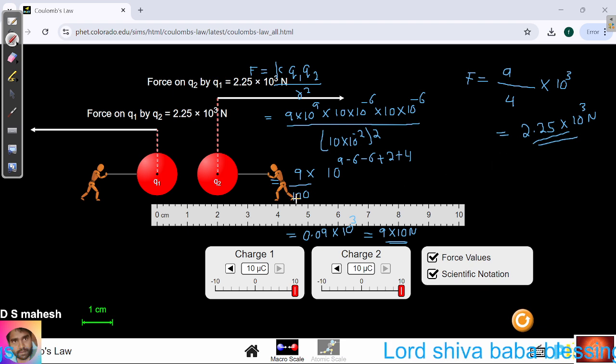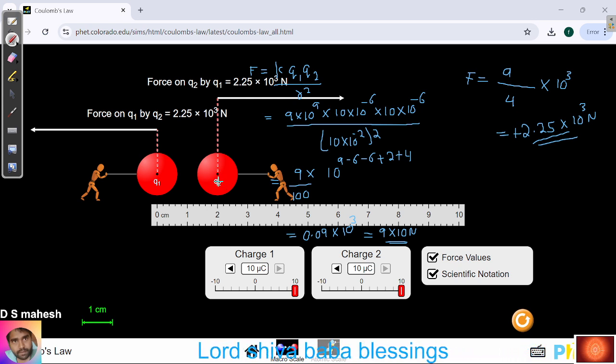So look over here. At 10 centimeters, the force was only 9 into 10 to the power of 1 newtons. Now look over here. As you are coming nearer and nearer, the magnitude of force is increasing. 2.25 into 10 to the power of 3, this is a big value. And the direction is given by the sign. So look over here, the value is what? Positive. It indicates that it is in the opposite direction, indicating that it's a repulsive force.